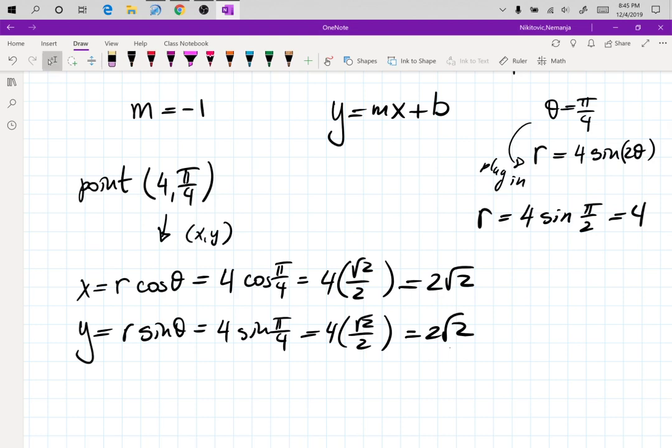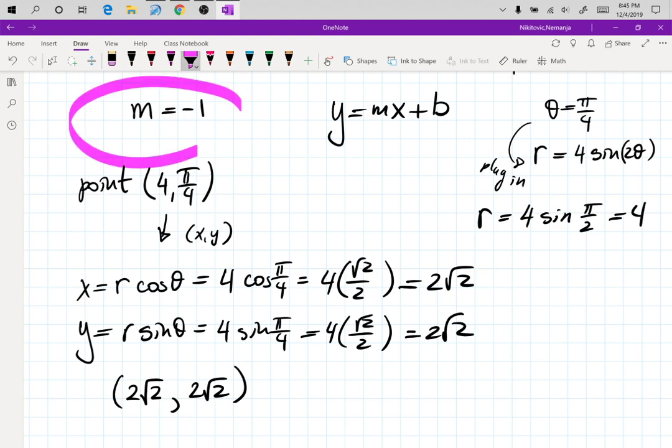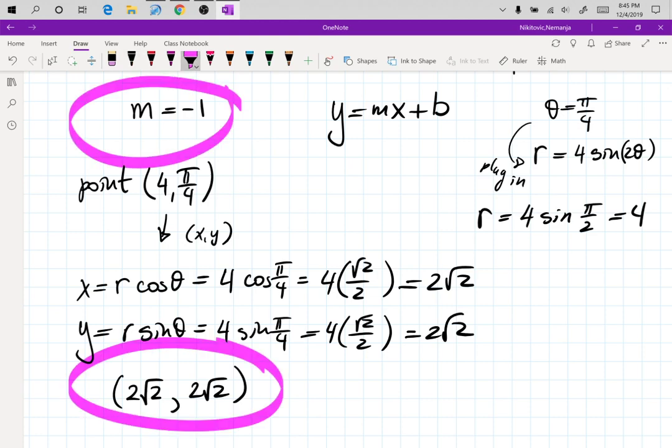So the beautiful point 4 pi over 4 turns into this demon with square roots. But that's okay. We can deal with that. I have m. I have x and y. We have enough to calculate b.